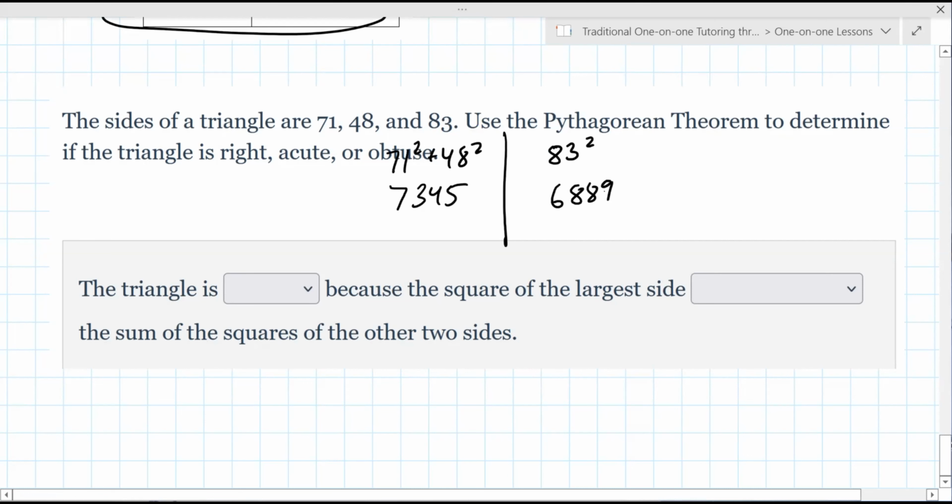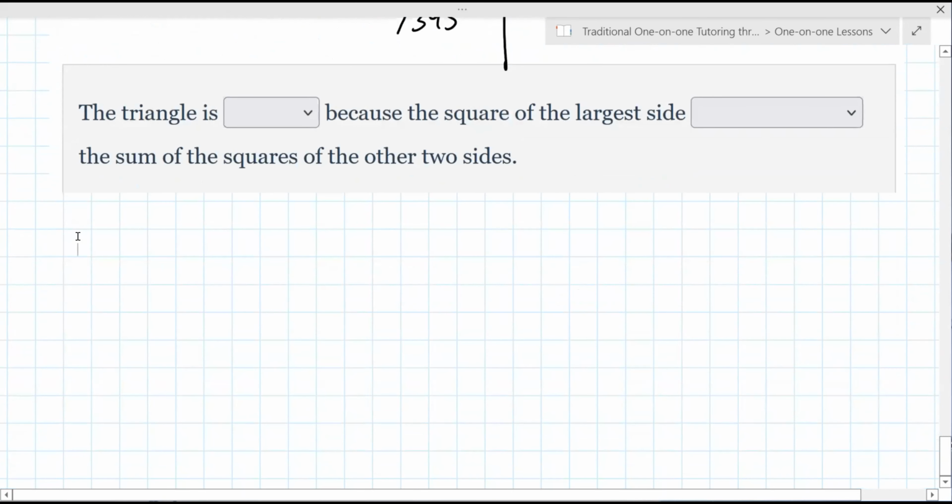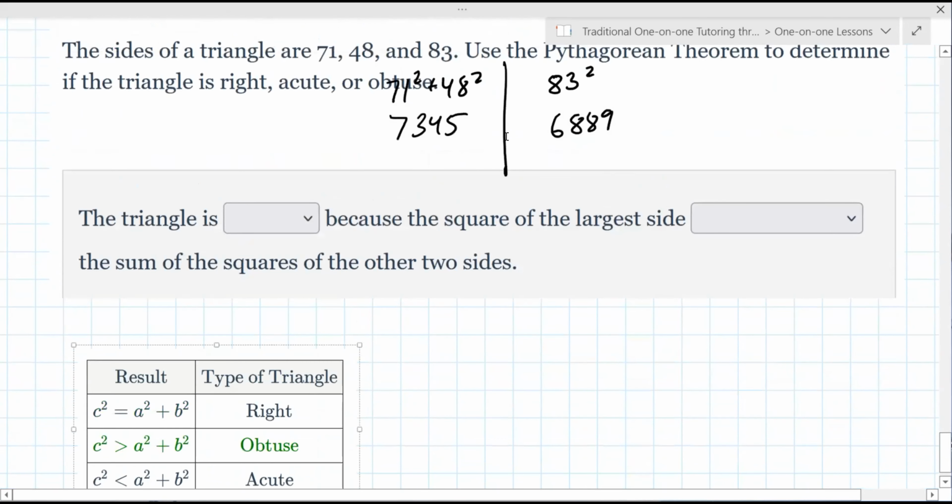6,889. Yeah. Okay. So if we go back, it's really nice when you have this picture, and I would like you to have it in your note sheet or somewhere handy. This is c squared. This is a squared plus b squared. Is it obtuse or acute? Acute. It's acute again. Yeah. All right, so they're less than.